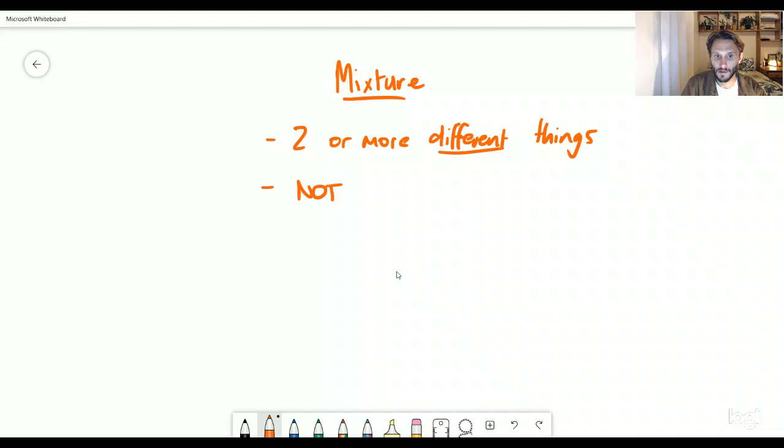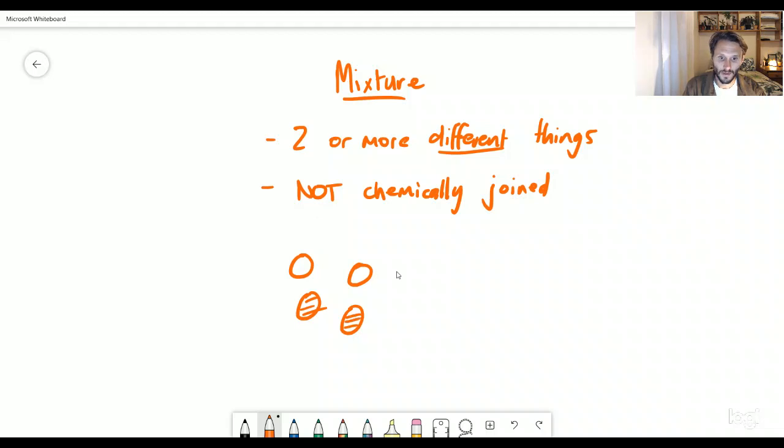not chemically joined. In other words, if I had to draw a particle diagram and I had two particles, two things here, and I had two different things, and then let's say I had two more different things, this would be a mixture because these particles are not chemically joined together.